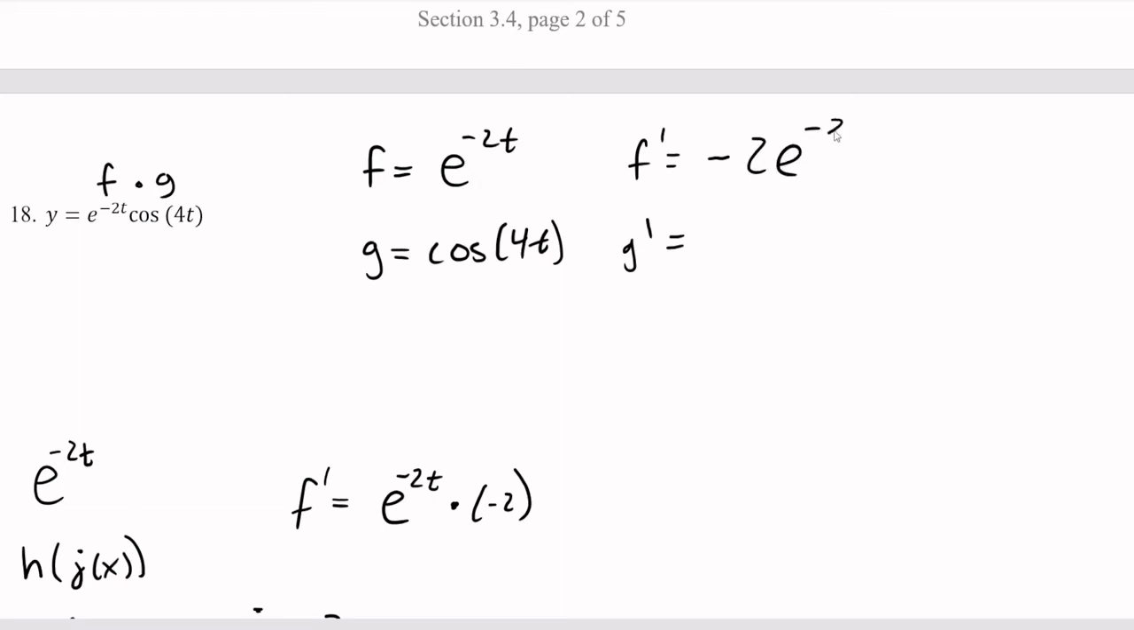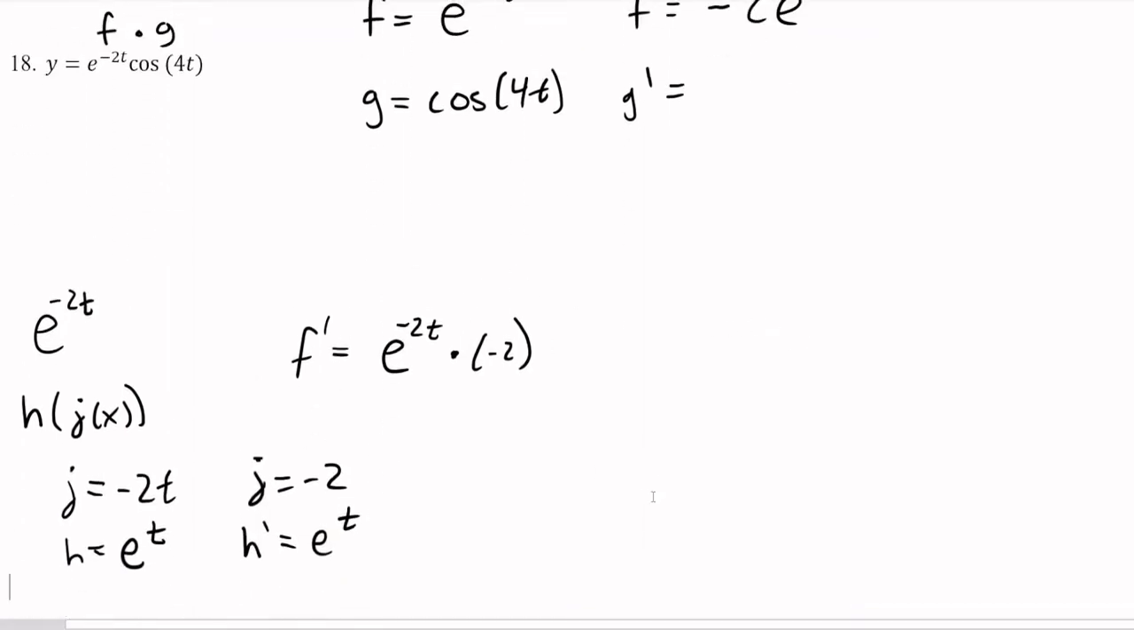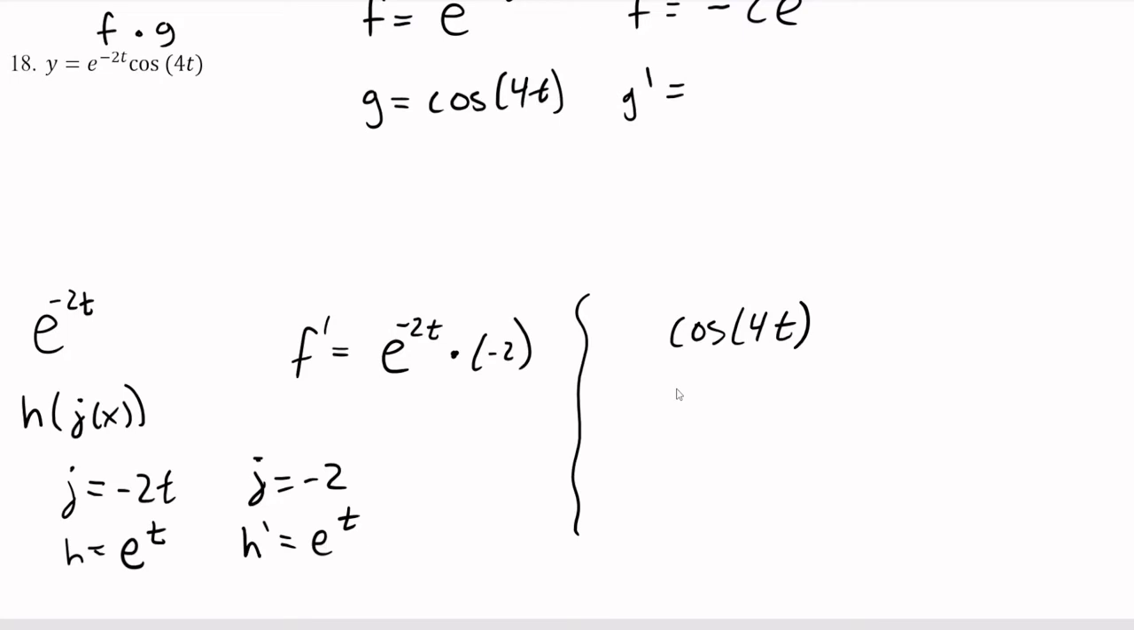Very common thing to do. Using one rule, but you got to use these chain rule pieces here. Same thing happens with g. I've got cosine 4t. I see an inside. So the inside, we'll go I for inside is 4t. We'll go O for outside, O for cosine. So then, okay, I can do this, right? Derivative of I is 4. The derivative of O, derivative of cosine, is negative sine.